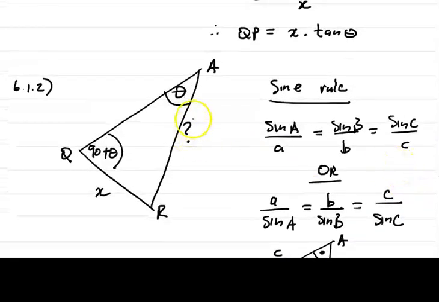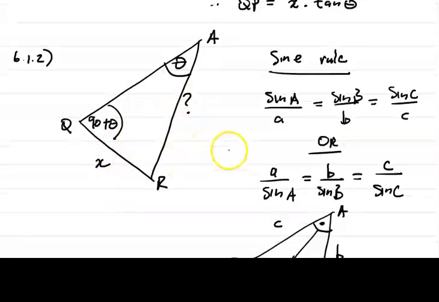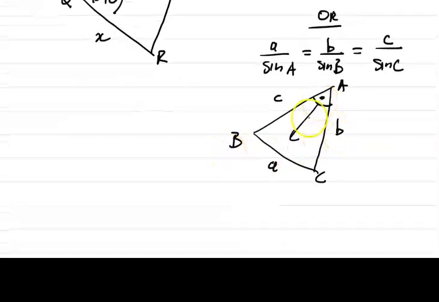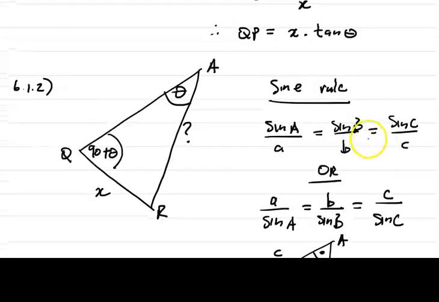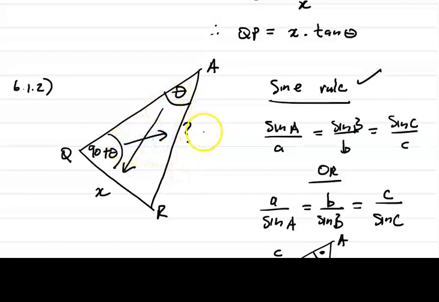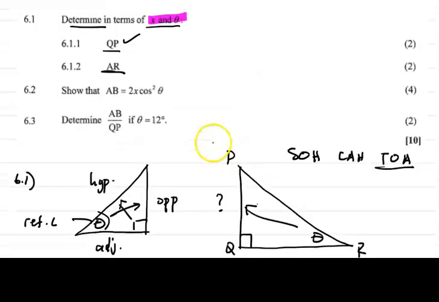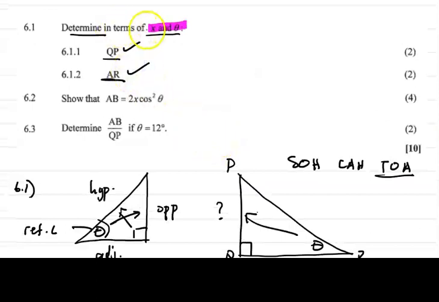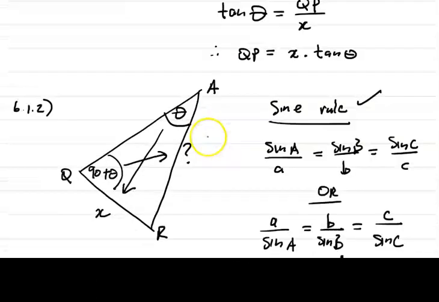So once again, if you're given two angles and one side, you can now find the other side. Or if you're given two sides and one angle, you can find another angle. But always look for an angle and its opposite side, then you know you're most likely going to use the sine rule. Now we can solve this particular question because we have an angle and its opposite side, which is given as follows. And here we got the given angle and we want to solve for the opposite side, which is AR. Because it tells us here in the question, determine in terms of x and theta AR.